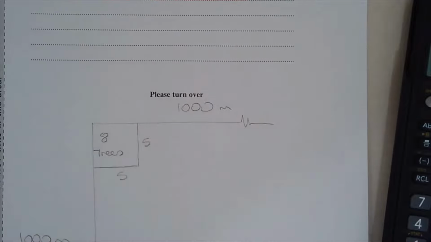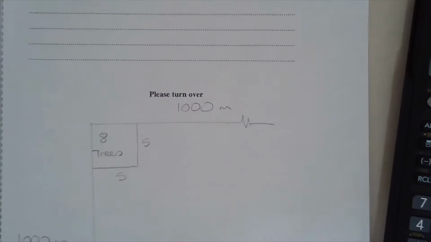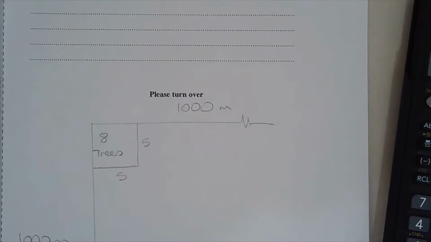So 40,000 of these 5 by 5 sort of small squares will fit in 1,000 metres by 1,000 metres. That's a square kilometre. That's a very, very large tract of land.